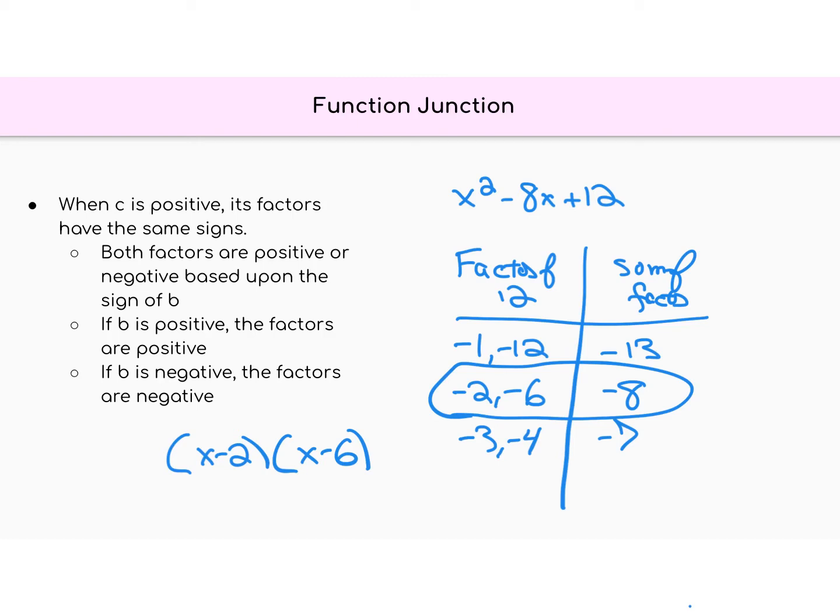Okay, so our takeaway in this example, when c is positive, the factors have the same sign. If b is negative, the factors have to be negative. So here we have our constant term is positive, our b term is negative, so that means our factors are all going to be negative.